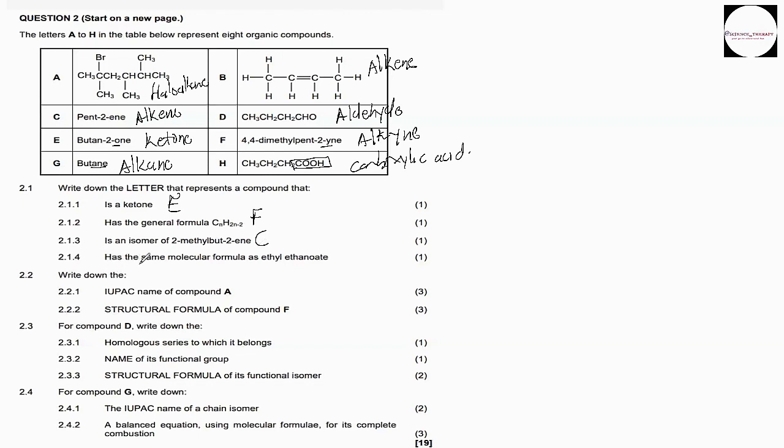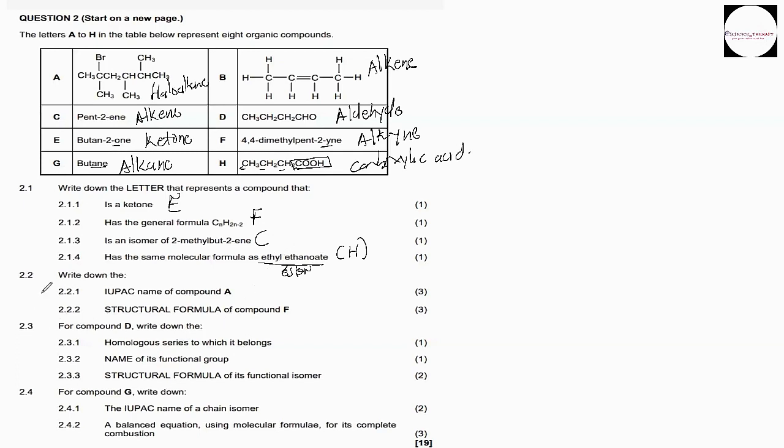Then 2.1.4 has the same molecular formula as ethyl ethanoate. Now, ethyl ethanoate is an ester, and its functional isomer needs to be a carboxylic acid. So without even having to confirm, we are pretty sure that it has to be H. And ethyl ethanoate has 4 carbon atoms. Let's count: 1, 2, 3, 4.